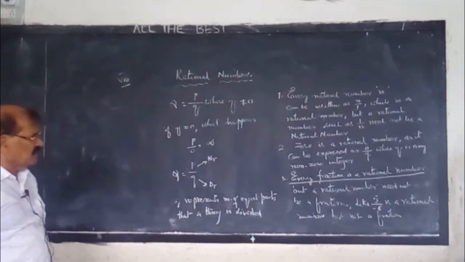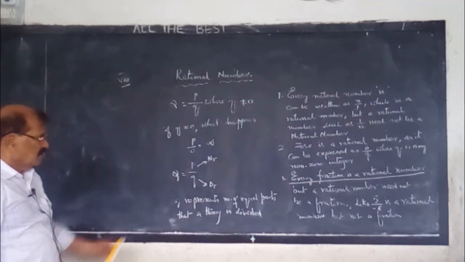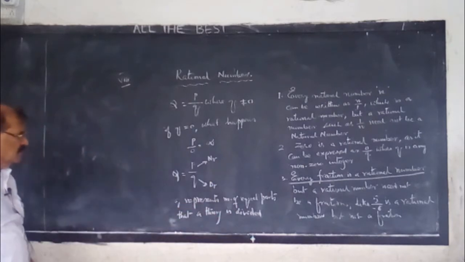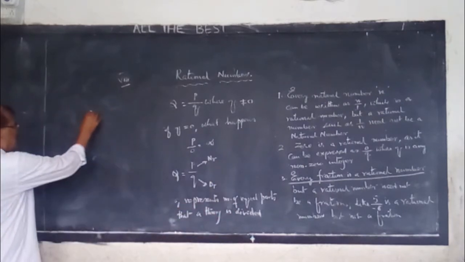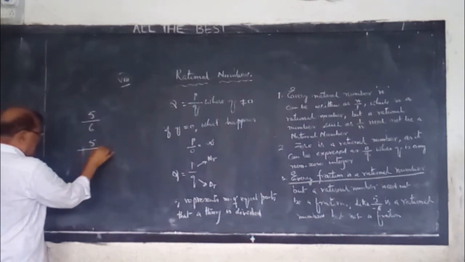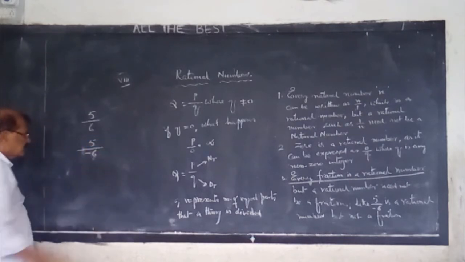Every fraction is a rational number. But a rational number need not be a fraction. So for example, 5 by 6 is a fraction. 5 by minus 6 is not a fraction.